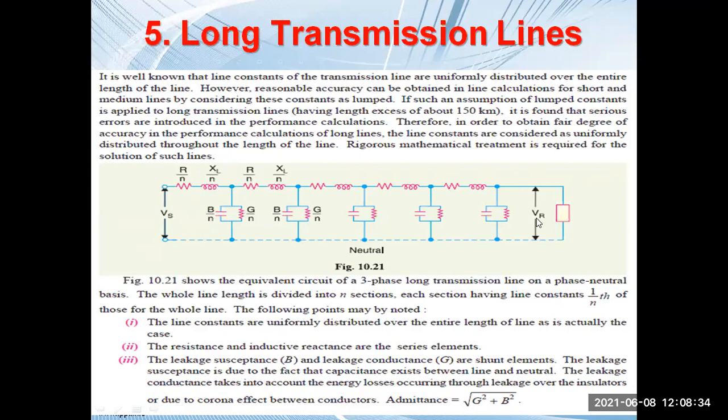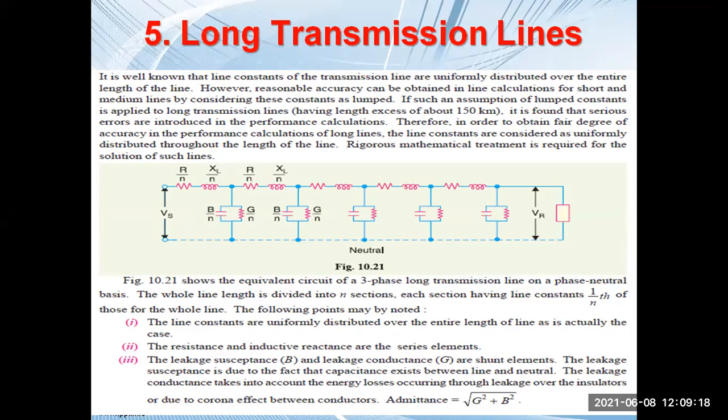The figure shows the equivalent circuit of a three-phase long transmission line on a phase neutral basis. The whole length is divided into n sections, each section having line constants 1 by nth of those of the whole line. Now, when we consider this long transmission line, we'll assume something. First is that the line constants are uniformly distributed over the entire length of the line, as is actually the case. So all these line parameters are distributed throughout the length of the line. It is not concentrated or lumped, because for the long transmission line we need to understand that the line constants are distributed throughout the length of the line.